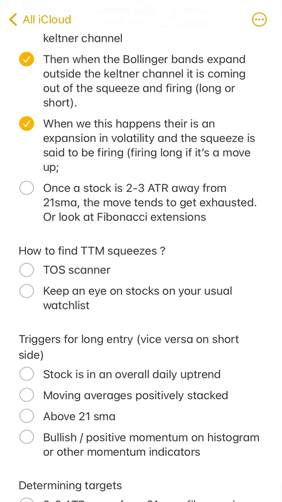No matter what time frame you're looking at, once a stock is about 2 to 3 ATR away from the 21 SMA, the move tends to get exhausted, and you should be looking for an exit around that area. You can also use Fibonacci extensions, which I also frequently use. I would say I use Fibonacci extensions more often when I'm plotting my targets for these, but specifically the 1.618 extension, okay?